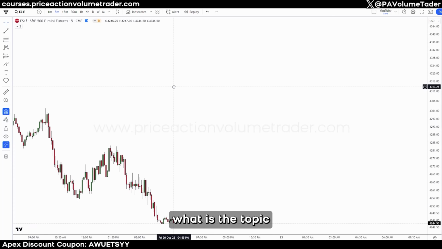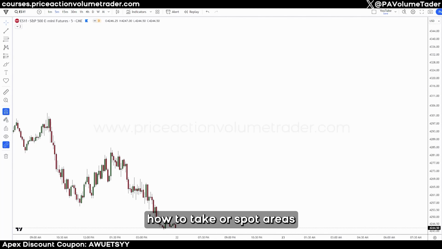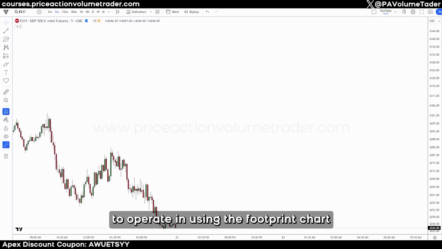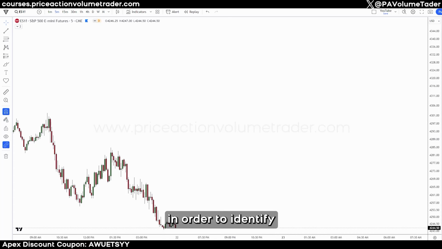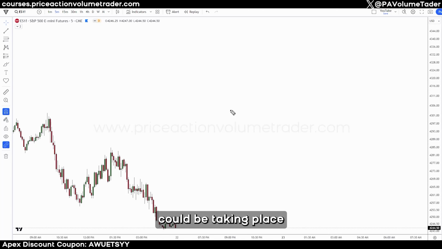So today, what is the topic we're going to be talking about? We're going to be talking about how to spot areas to operate in using the footprint chart in order to identify areas of high volumes where absorption could be taking place. So what do I mean by that?